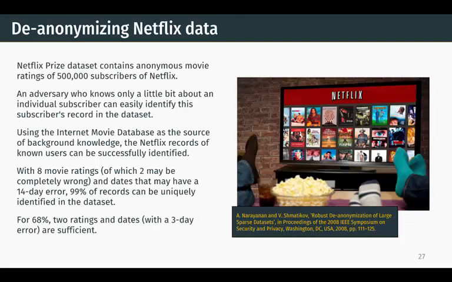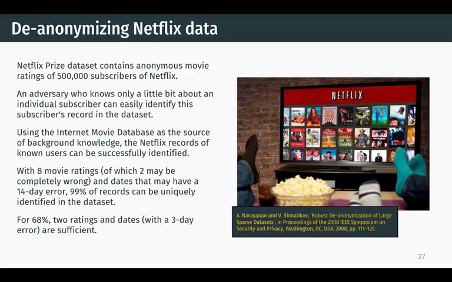Another example of de-anonymization is with the Netflix dataset. So you might have heard that a few years back, Netflix had this big competition where they gave out a dataset of 500,000 subscribers, an anonymized dataset, anonymized properly. And the aim of the competition was to come up with an algorithm to suggest movies based on what you had watched before, so your interests.